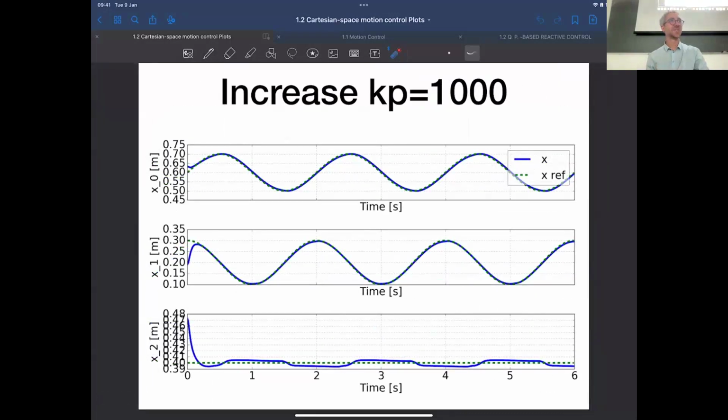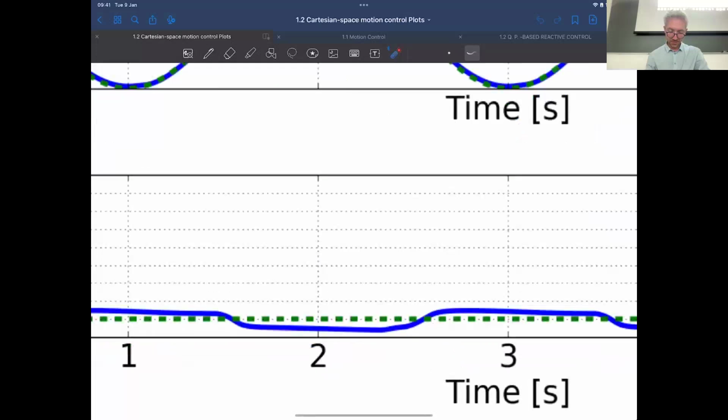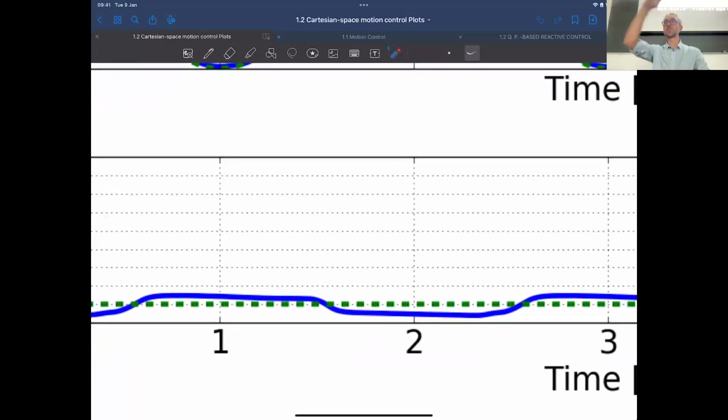As usual, I increase the gain to try to compensate even for this extra modeling error. It works. We can still see here, especially the stick and slip. You see, we have these phases of stick and then slip, stick.